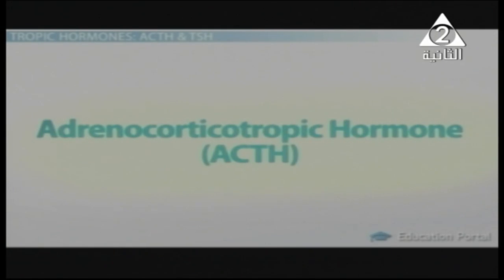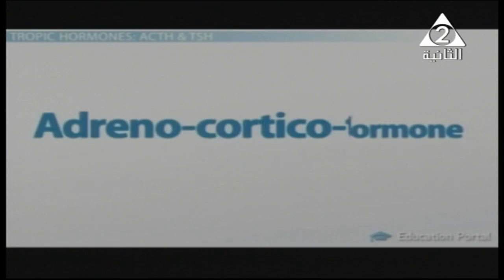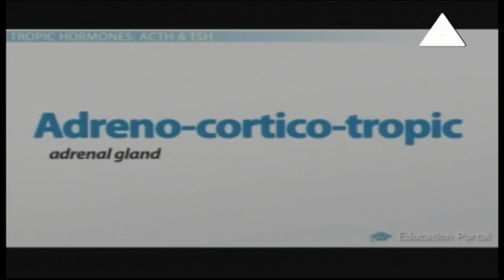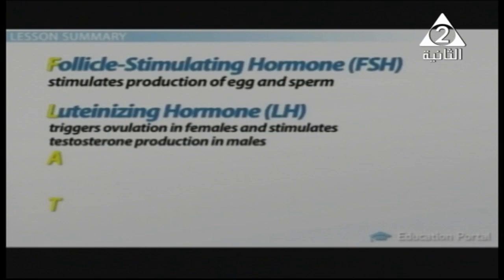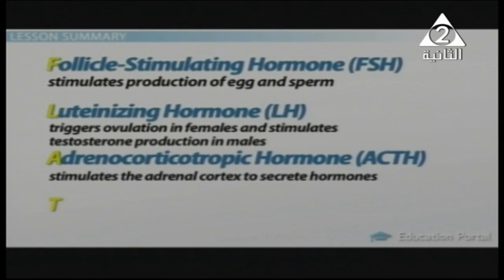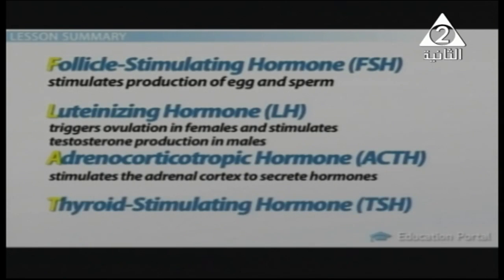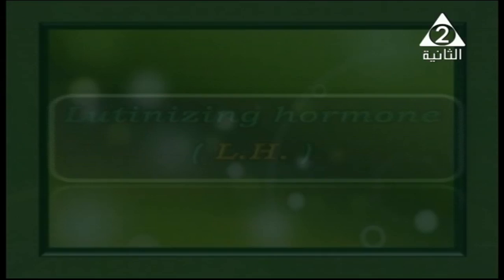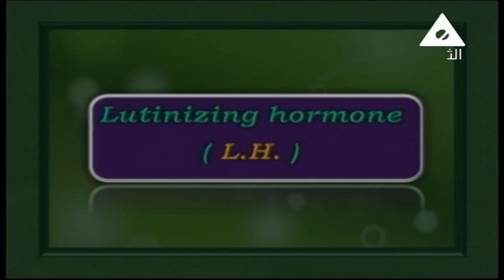We also have some important functions of the hormones of the neurohypophysis, or posterior lobe. This is a summary of what we said here. The follicle stimulating hormone stimulates production of sperms and ova. Luteinizing hormone triggers ovulation in the female and stimulates testosterone production in the male. Adrenocorticotropic hormone stimulates the adrenal cortex to secrete hormones.